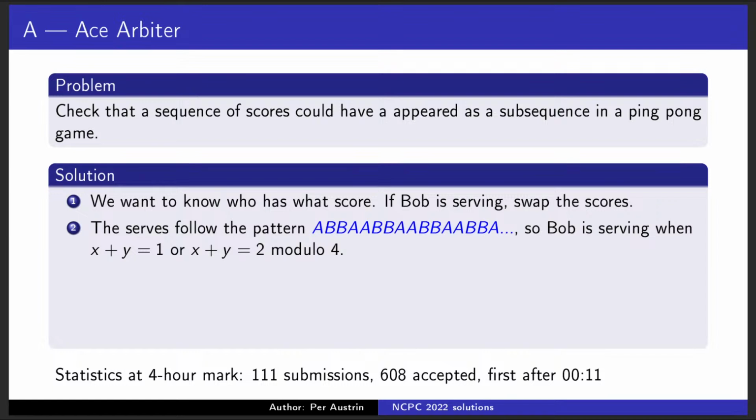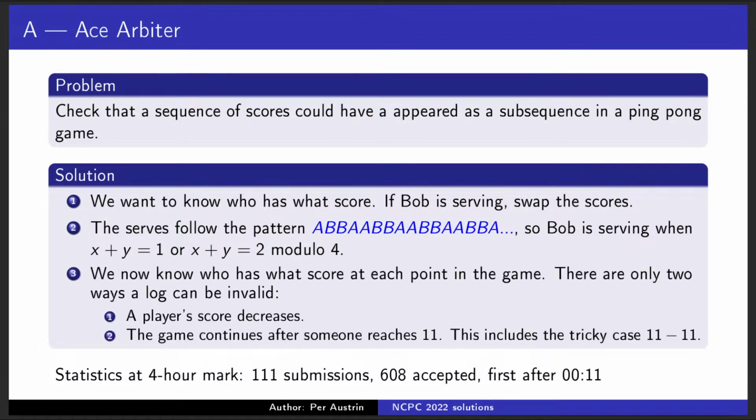And the serves will follow this ABBA pattern, ABBA, ABBA, ABBA, ABBA. And you can see that this pattern has length 4, so whether we should swap or not only depends on the remainder of the score mod 4. And here you can see that Bob is serving when the total score is 1 or 2 mod 4. And the total score is just the sum of the two scores. So you can just add them up and take the remainder mod 4. So now you know when Bob is serving, so you can swap them, so you know who has what score at each point in the game.